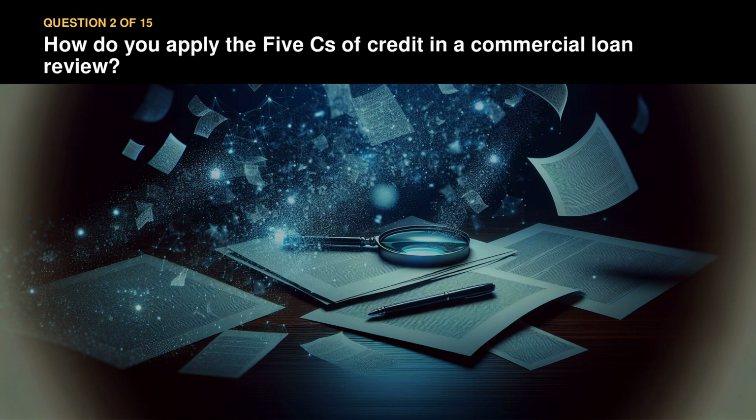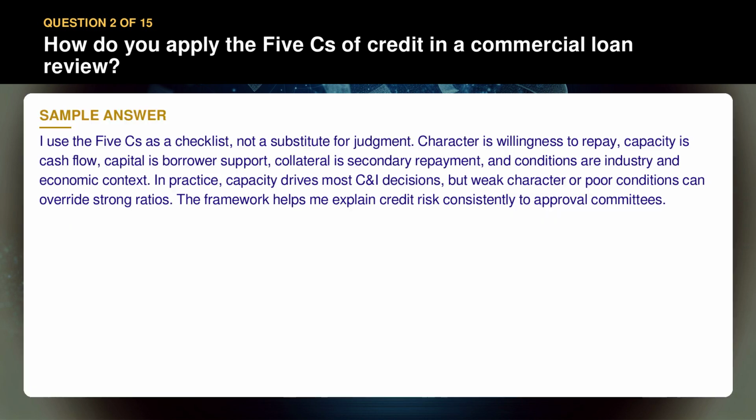Question 2. How do you apply the 5 C's of credit in a commercial loan review? I use the 5 C's as a checklist, not a substitute for judgment. Character is willingness to repay, capacity is cash flow, capital is borrower support, collateral is secondary repayment, and conditions are industry and economic context. In practice, capacity drives most C&I decisions, but weak character or poor conditions can override strong ratios. The framework helps me explain credit risk consistently to approval committees.